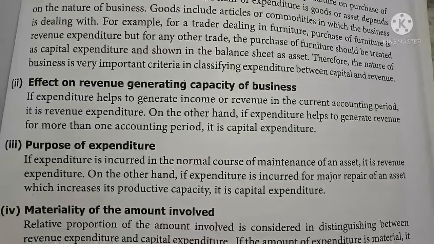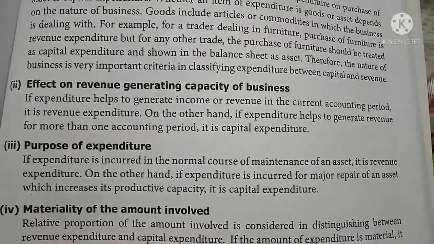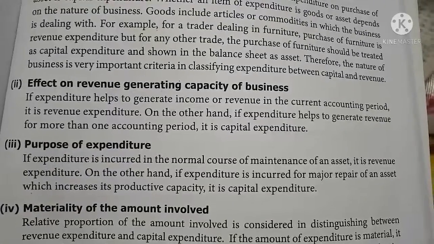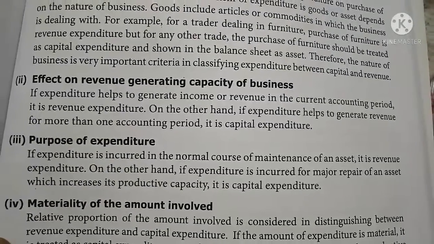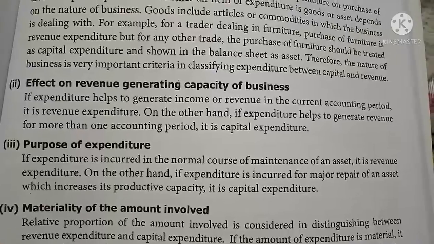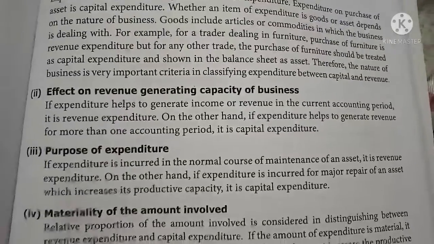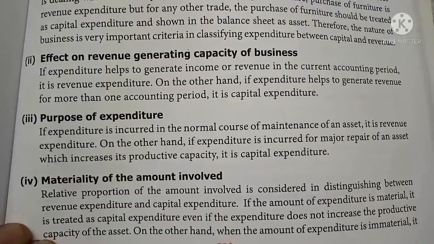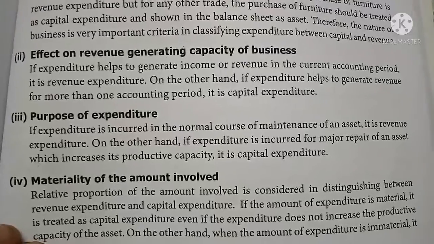Purpose of expenditure. If expenditure is incurred in the normal course of maintenance of an asset, it is also revenue expenditure. So in order to maintain the asset in working condition, that expense is also called revenue expenditure.